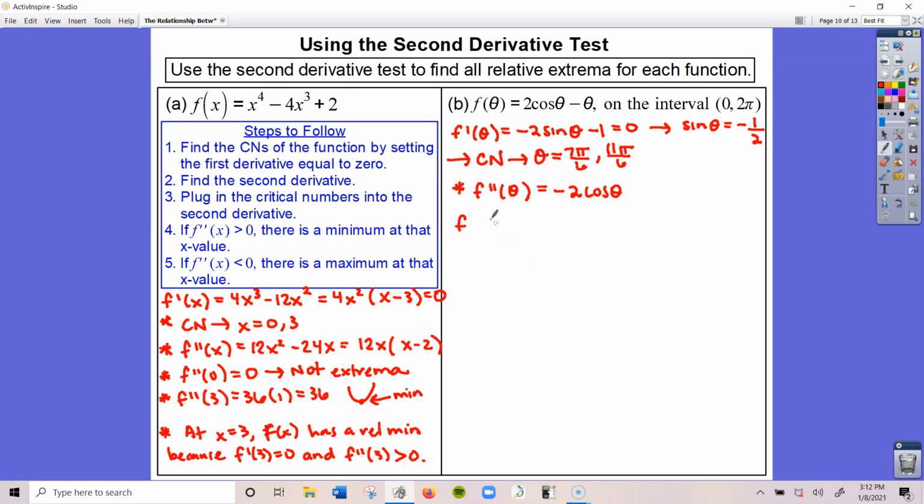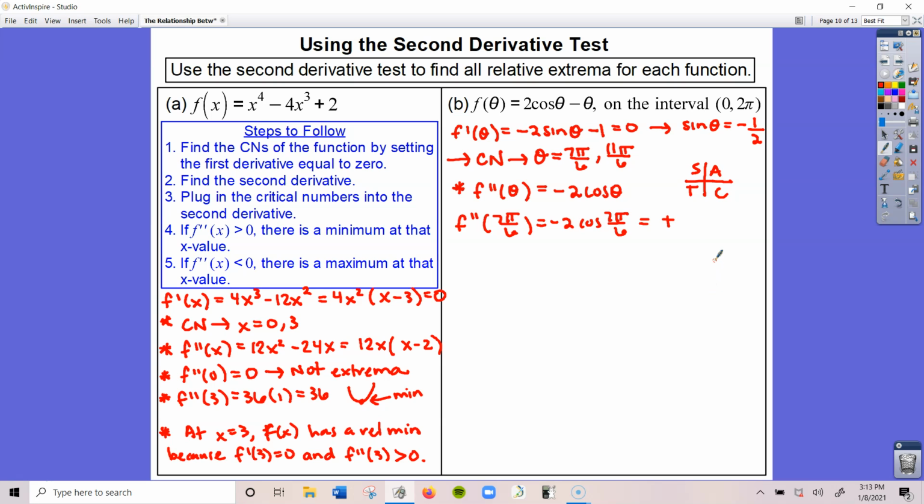So f double prime of 7 pi over 6 is going to equal negative 2 cosine of 7 pi over 6. Now, I don't necessarily need to know the actual value. It does help, but as long as you know where these angles are, 7 pi over 6 is in quadrant 3, and in quadrant 3, cosine is negative. So this would mean I would have a negative times a negative number, which gives me a positive number.